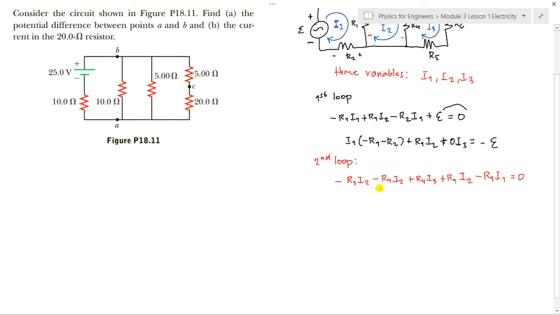So, here, rearranging, we have negative R1 I1, then plus for I2, that would be R1 minus R3 minus R4, then I2, then for I3, that is plus R4 I3 is equal to 0. This would be our second equation. And we only need one equation in order to complete this, because we have three unknown variables, so at least we have three equations. So ngadto ta sa third loop.